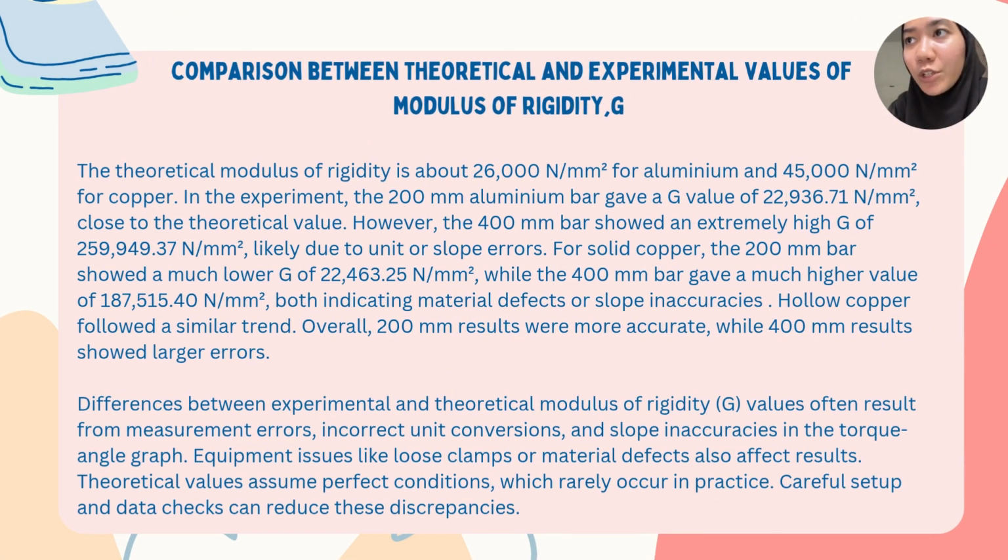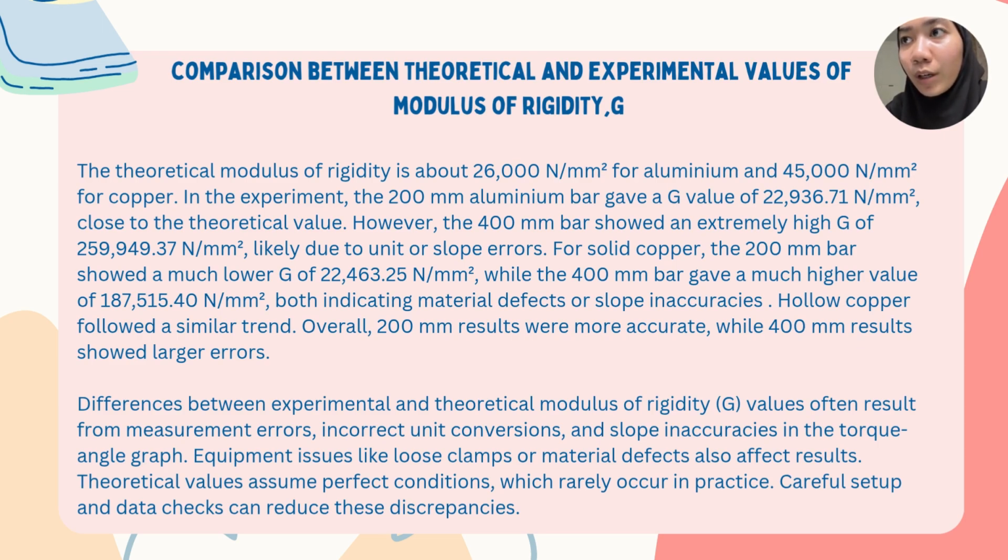Comparison between theoretical and experimental values of modulus of rigidity G. The theoretical modulus of rigidity is about 26,000 Newton per millimeter square for aluminium and 45,000 Newton per millimeter square for copper. In our experiment, the 200 millimeter aluminium bar gave a G value of 22,936.71 Newton per mm square, which is close to the theoretical value.